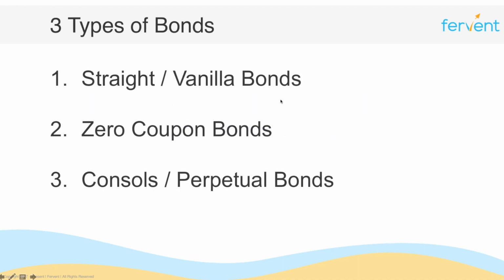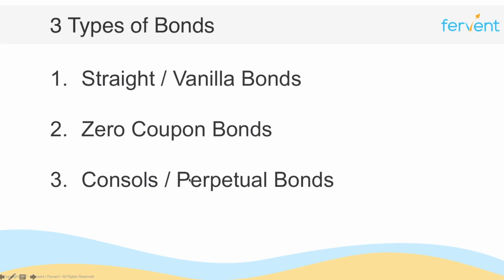We've got straight or vanilla bonds, zero coupon bonds, and consols, aka perpetual bonds. This is going to be the focus of this course. We're going to go deep into each and every one of these and learn how to value them from scratch. For now though, let's just learn a little more about what these are and what their payoff timelines look like.